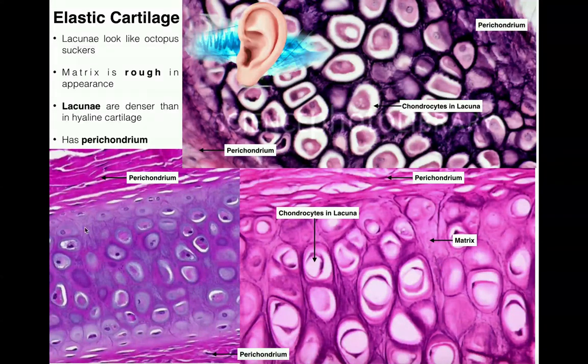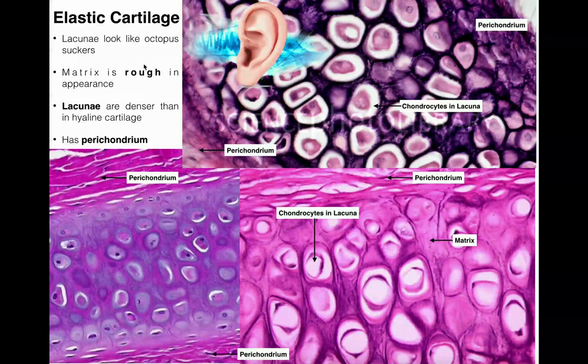Also, elastic cartilage has perichondrium. So again, you're looking for a region that flanks the cartilage itself that looks like a different consistency than the matrix. And this would be the perichondrium up here. We also have it in this image down at the bottom, and here's some perichondrium over here, and then over here in this top image. All right? So hopefully that makes sense.